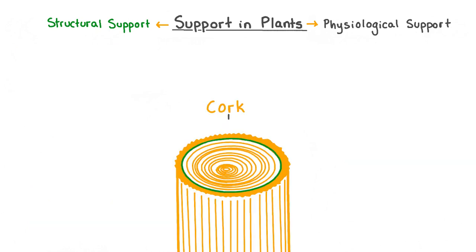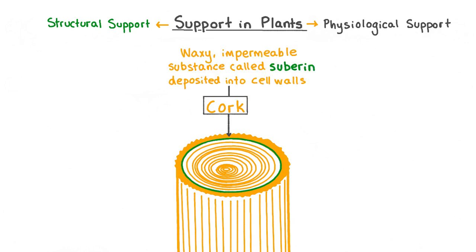Some plants have a cork layer surrounding organs like the stem, as we can see on the cork that's making up part of the bark of this mature tree. Cork is formed by the deposition of a waxy, impermeable substance called suberin into its cell walls.